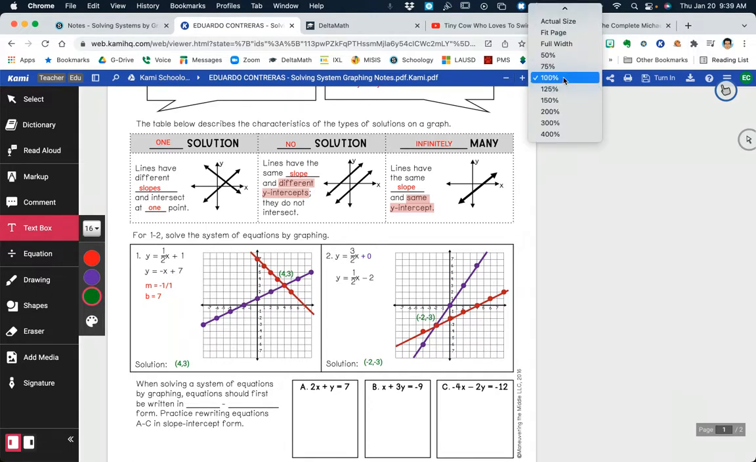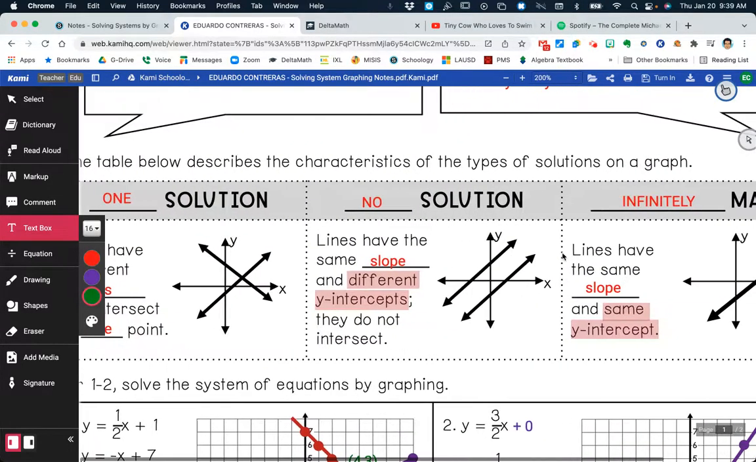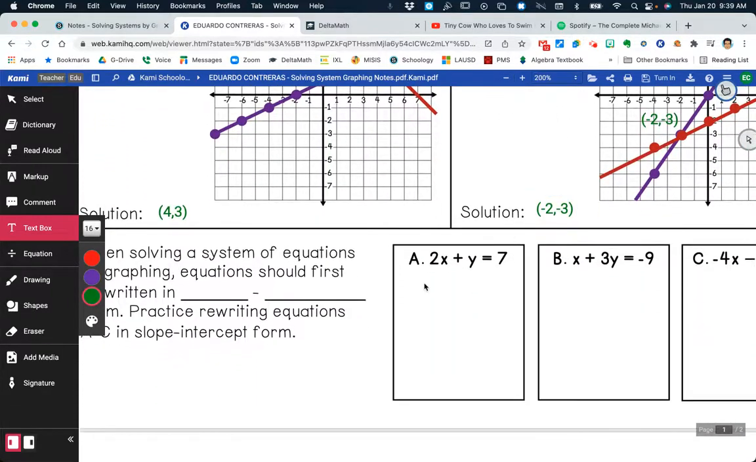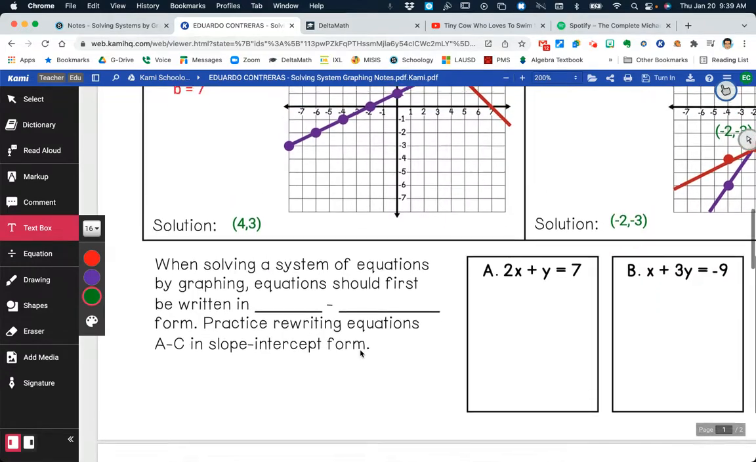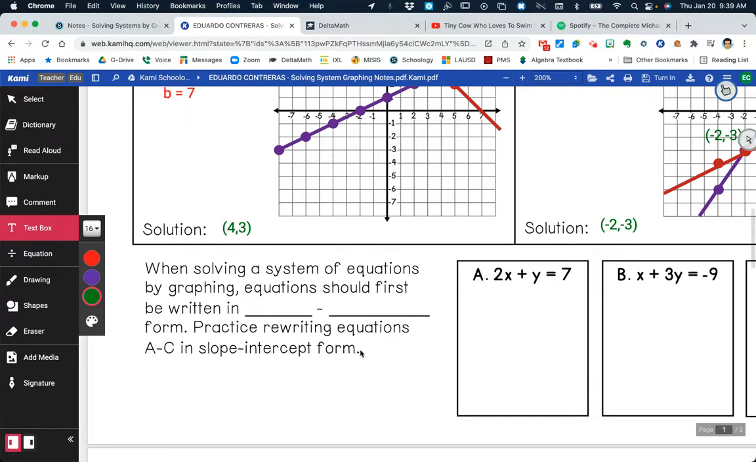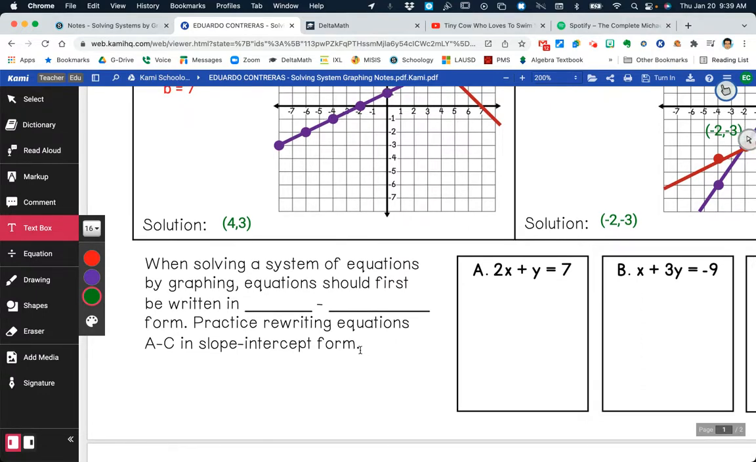So let's go to the Zoom and maybe like 200. Let's go 200%. That should be fine. So we can clearly see what we're doing. Okay, so this is where we're at right now. And we're going to practice first how to rewrite equations into slope-intercept form. And once we start doing it, you'll hopefully say, oh yeah, we've done this before. And it'll come back to you.